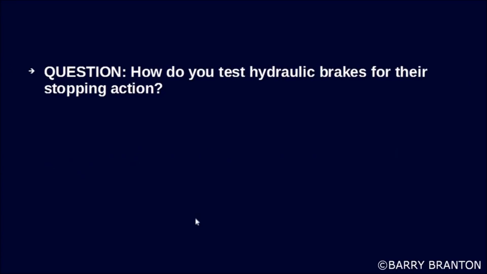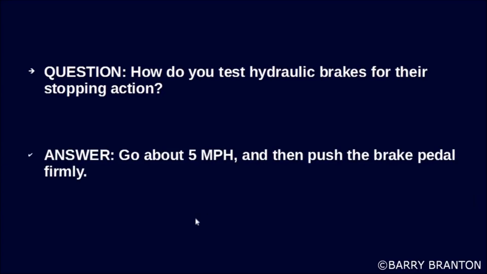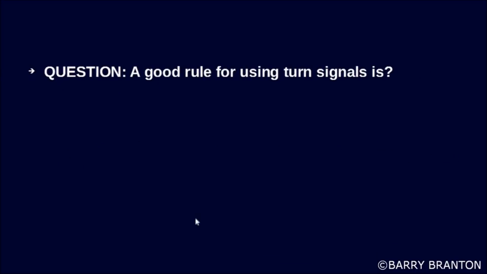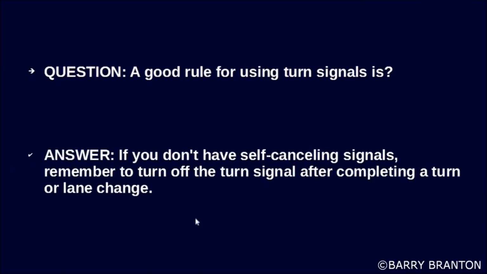How do you test hydraulic brakes for their stopping action? Go about 5 miles per hour and then push the brake pedal firmly. A good rule for using turn signals is, if you don't have self-canceling signals, remember to turn off the signal indicator after completing a turn or lane change.